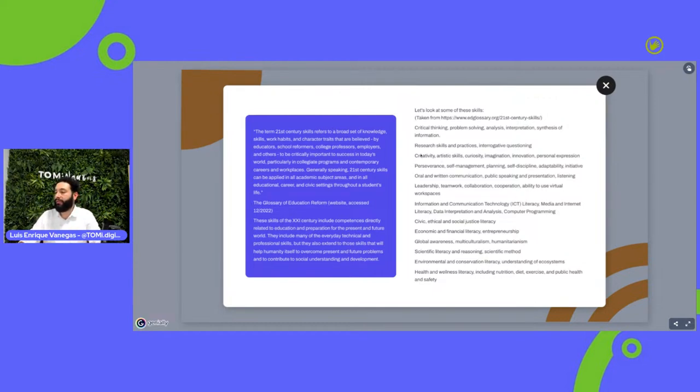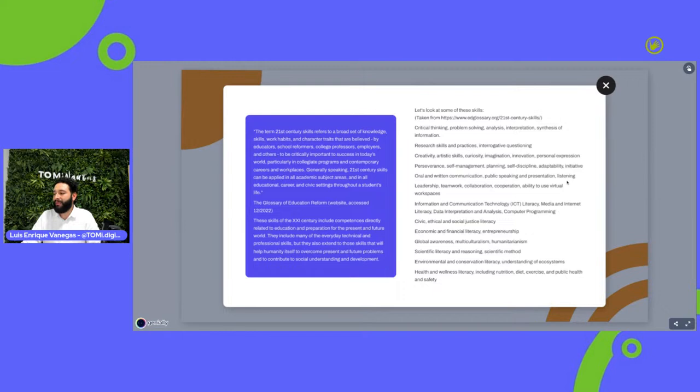We have, and it's also part of this set of skills over here, creativity, artistic skills, curiosity, imagination, innovation, and personal expression. There are many ways to communicate ideas, not just pen and paper, not just essays and tests, but many different ways to express the new knowledge, the new findings. Perseverance, self-management, planning, self-discipline, adaptability, and initiative are attitudes, are approaches to goals, are characteristics that most people usually have, but in different levels. And it's something that we need to start learning, something that we need to include in education.